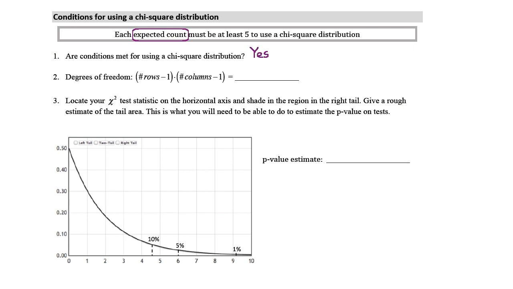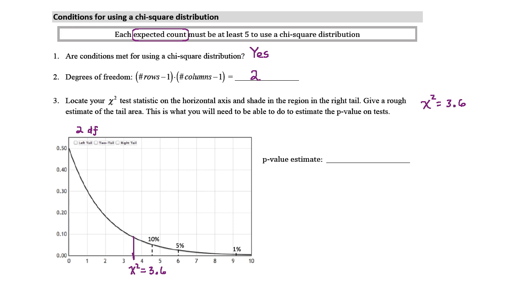We already found our degrees of freedom. That was 2, right? 2 rows, 3 columns, so 2 minus 1 times 3 minus 1. And now here we're given a chi-square distribution with 2 degrees of freedom. And we're going to locate our chi-square test statistic. By the way, that was chi-square equals 3.6 from our prior calculations. We're going to locate that on the horizontal axis here. Chi-square equals 3.6. And based on the information we're given, we will estimate the tail area.